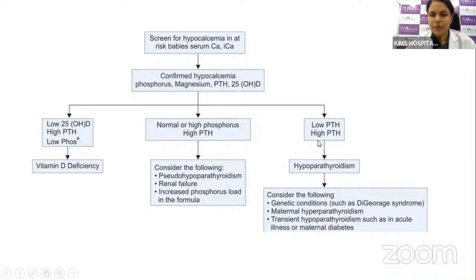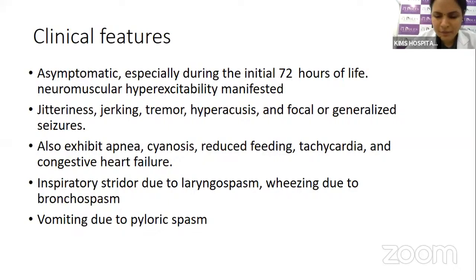On the other hand, if we are seeing that hypocalcemia is accompanied by low levels of PTH, for that matter, even normal levels of PTH in the presence of documented hypocalcemia would prompt us to consider the diagnosis of hypoparathyroidism. This can occur either in isolation or can be a part of genetic conditions like DiGeorge syndrome, maternal hyperparathyroidism, and transient hypoparathyroidism because of acute illnesses or maternal diabetes.